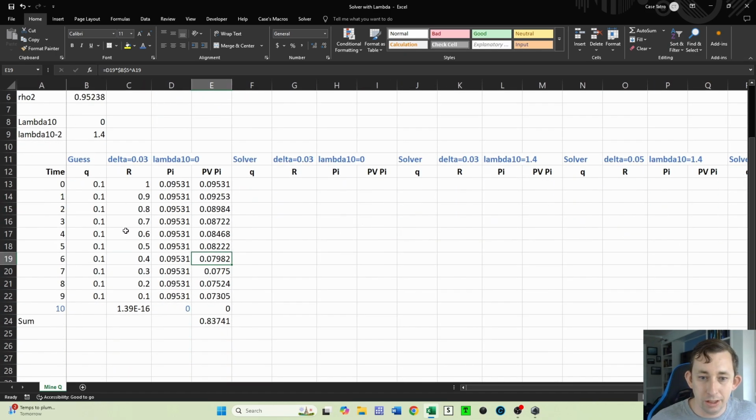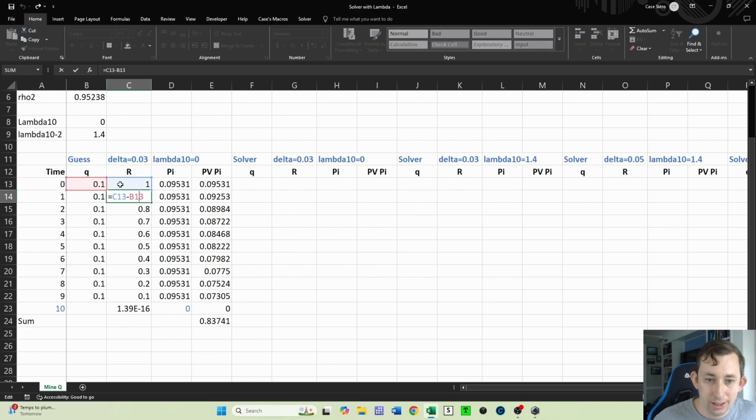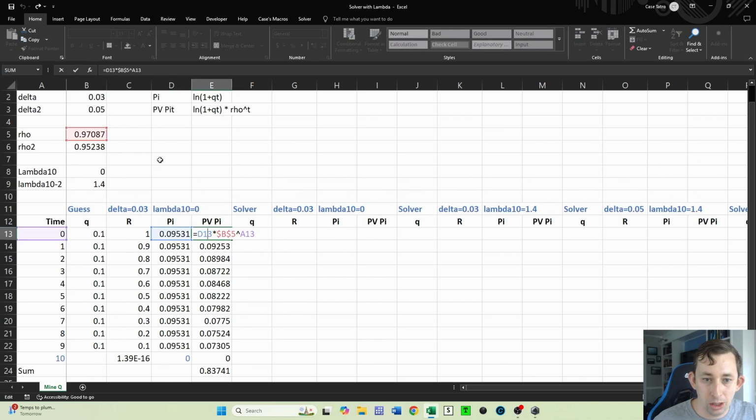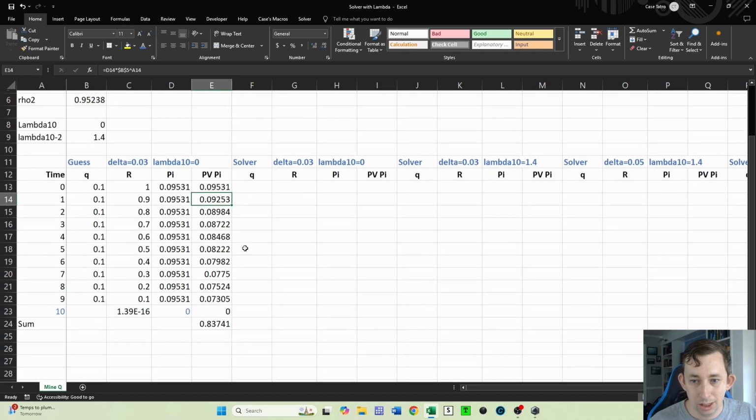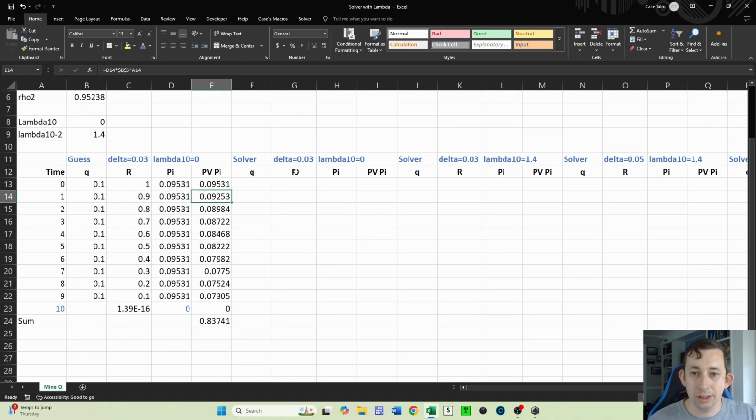Maybe I'll scroll in just to look at the formulas a little bit more. So again, my R0 is 1. Here, this is just stock yesterday minus extraction yesterday. So that looks good. Pi is just natural log of 1 plus qt. Nothing to lock there. So that looks good. Present value is just pi times rho to the t. So that looks good as well. So now I'm just going to get ready to do this in Solver.